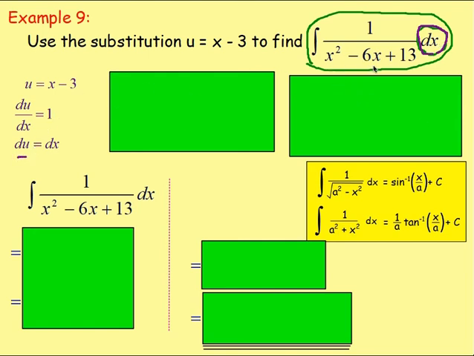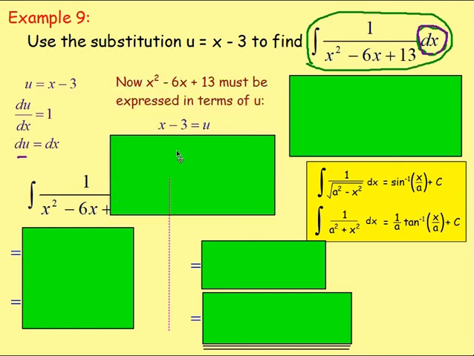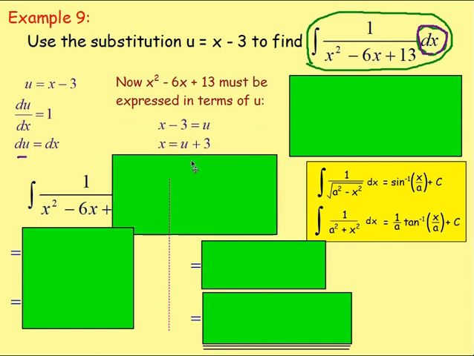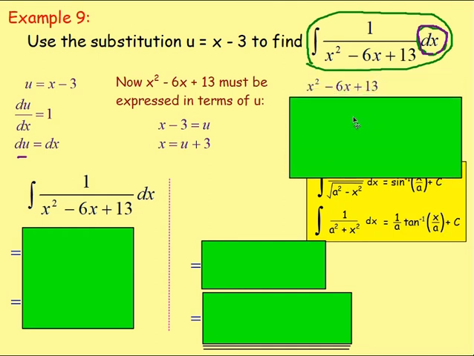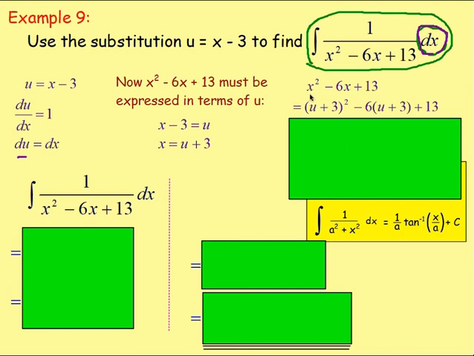We then need to write this bit at the bottom in terms of u. How would we go about doing that? Drew, what do you think? Perfect. If you know that u equals x take away 3, then you will know that x is equal to u plus 3. So you add 3 to both sides. So we now know what x is in terms of u. But we've got x squared take away 6x, so we also have to write that in terms of u. Since u equals x take away 3, x will equal u plus 3. And now you replace the x with u add 3, so we'll have u add 3 squared, take away 6 times u plus 3, plus 13.